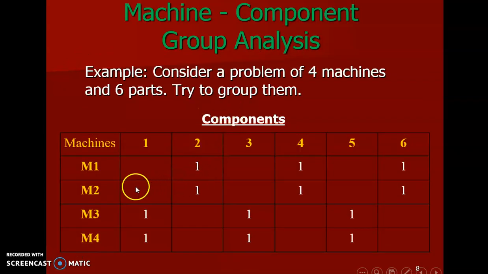So let's look into an example. Let us consider there are 4 different machines and 6 different components. These components are machined under these 4 machines. As per this matrix, let's say component number 1 is machined under machine 3 and machine 4. Similarly, based upon the route sheets, this matrix is getting filled.